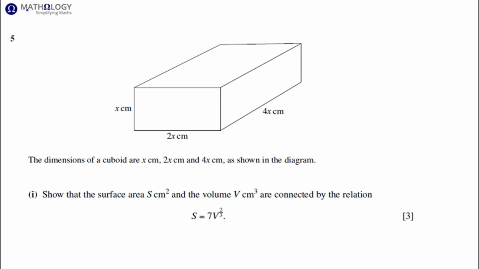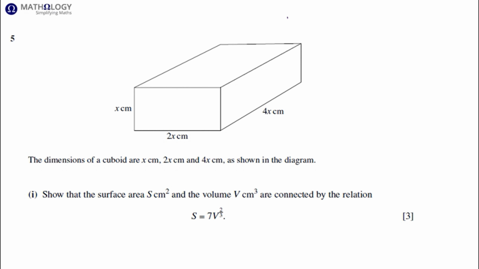Question 5. The dimensions of a cuboid are x centimeters, 2x centimeters, and 4x centimeters. Show that the surface area and the volume are connected by the relation S equals 7V to the 2/3.